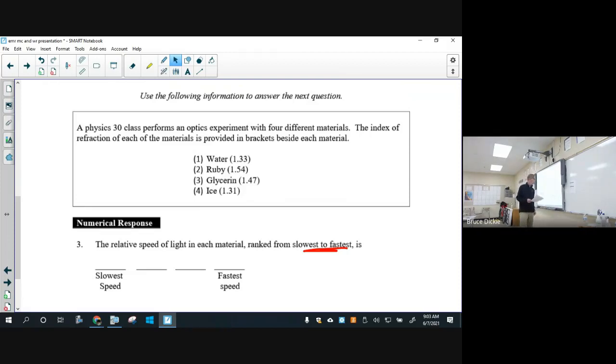Well, we know that light travels slowest in the highest index of refraction. Remember, as n goes up, v goes down. So we're looking for the one with the highest index of refraction. That means ruby is going to have the slowest speed, and then glycerin is going to be next, and then water is going to be next, and then ice is going to be next. So we're going from highest to lowest index of refraction.